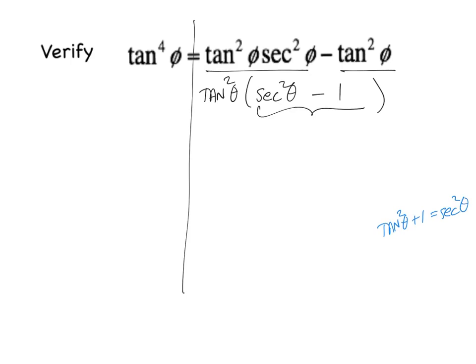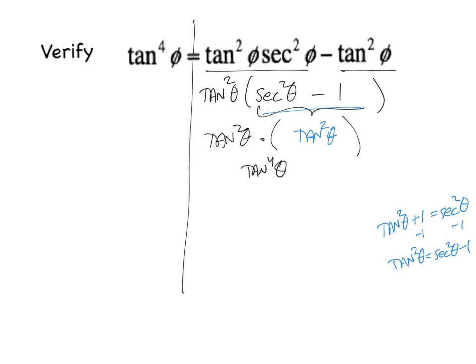So all I have to do to get it to match what we have up here is to subtract the 1. So tangent squared is the same thing as secant squared minus 1. So all of this can get replaced with a tangent squared. And remember, we're multiplying, and that other tangent squared is still out in front. And when you multiply those together, you're going to get tangent to the 4th. And that's what we were trying to show. So we're done with that one.